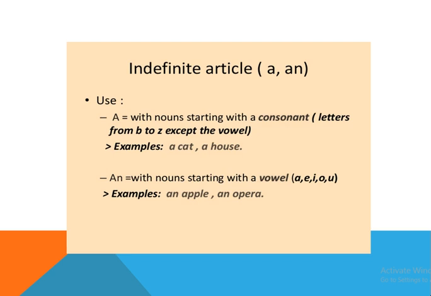And indefinite articles a and an. We use a with nouns starting with the consonant sounds. For example, a cat, a house. And an is used with nouns starting with the vowel sound. Example, an apple and an opera, like these.